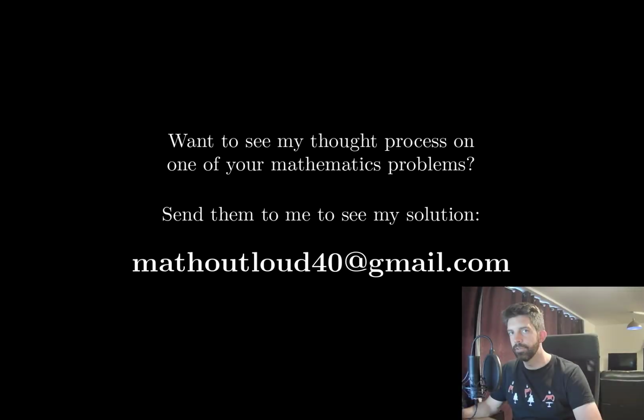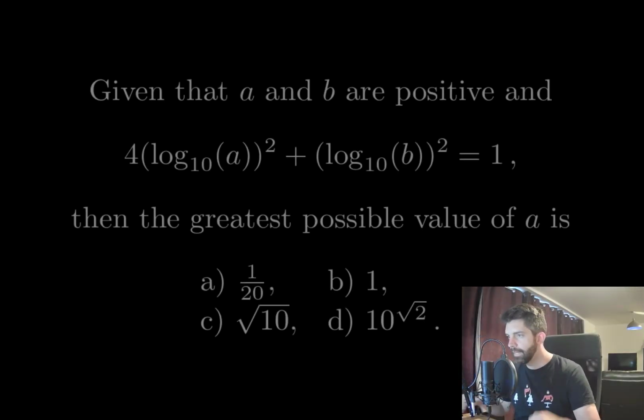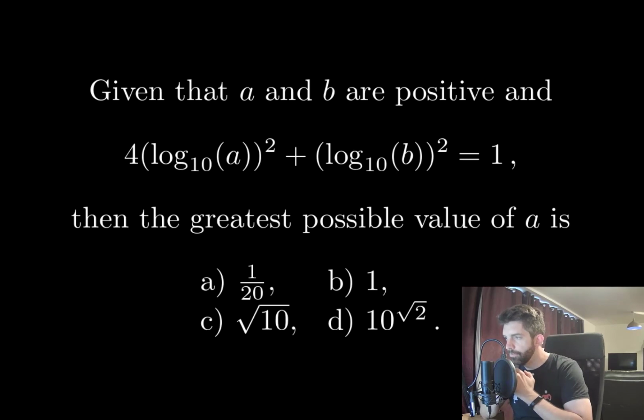Hello everyone, let's take a look at our next problem. Given that a and b are positive and 4 log a squared plus log b squared equals 1, then the greatest possible value of a is 1/10, 1, root 10, or 10 to the root 2.